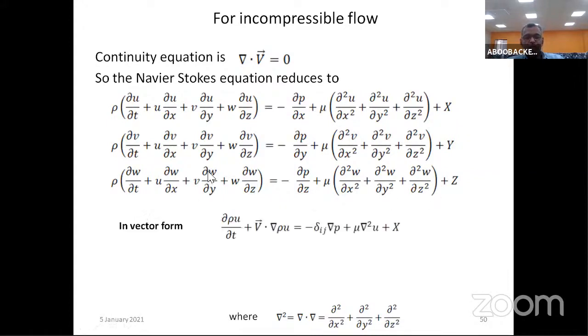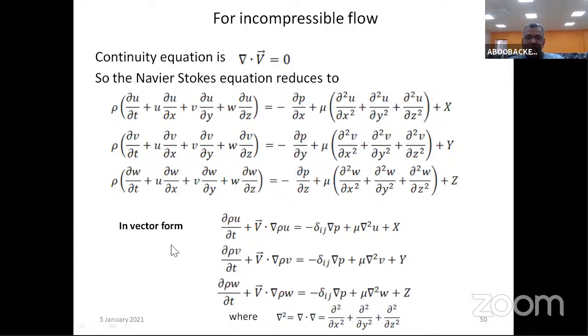So that is in compact form, all this together we can put in a single equation. Dou by dou t of rho u, plus V dot del rho u, is equal to minus delta ij, delta p, and all this, plus nu del square u, where the del square operator is dou square by dou x square plus dou square by dou y square plus dou square by dou z square. So this is a single equation, all the three are there.